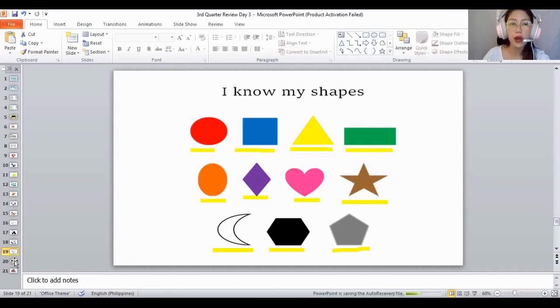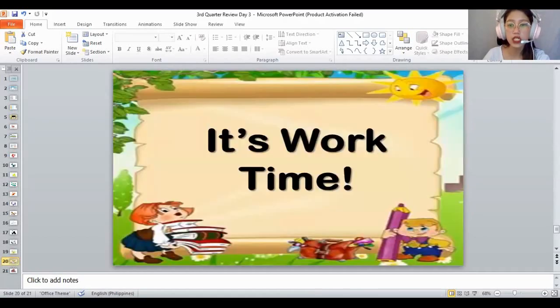And now, it's time for you to get your worksheets because it's work time. And don't forget to paste your name on your worksheet. And we're done with our third quarter review, day 3. And tomorrow is your assessment.